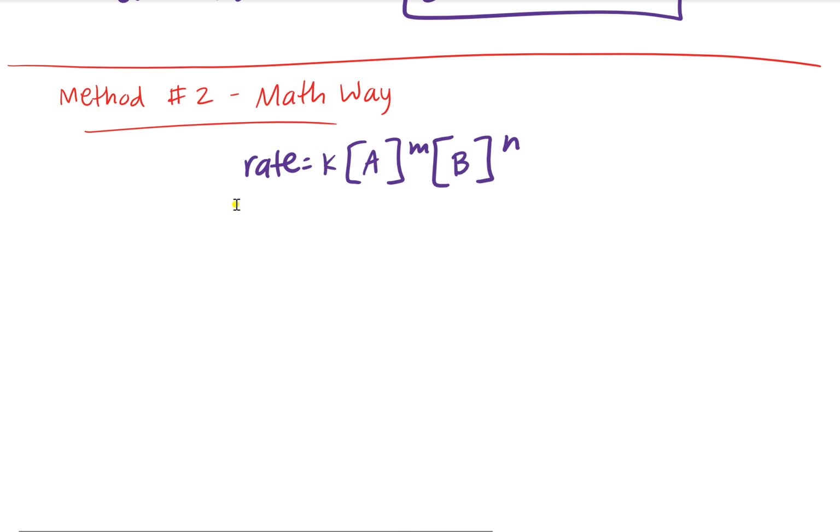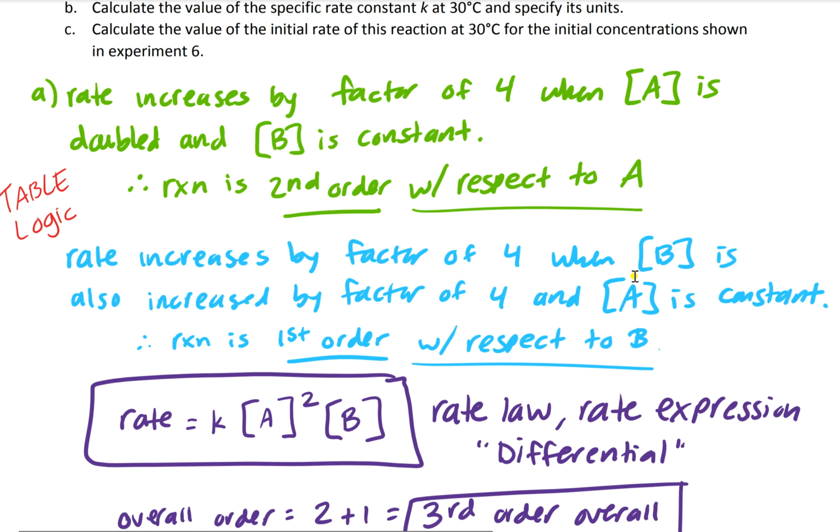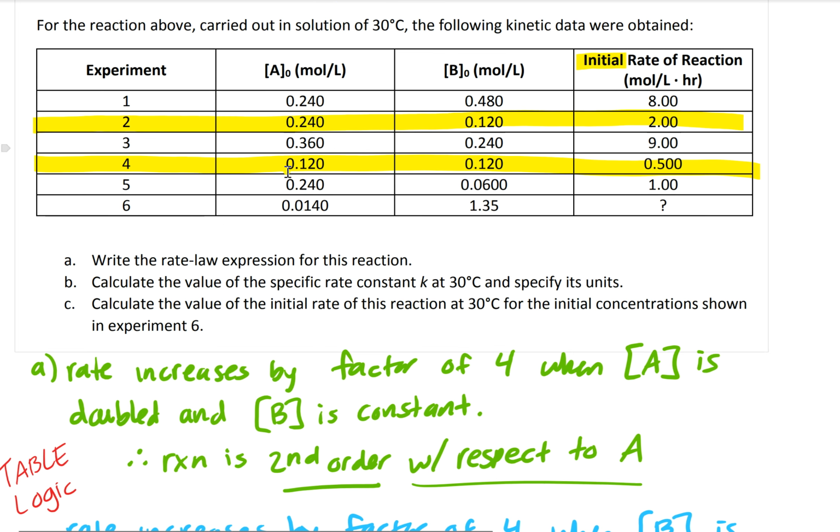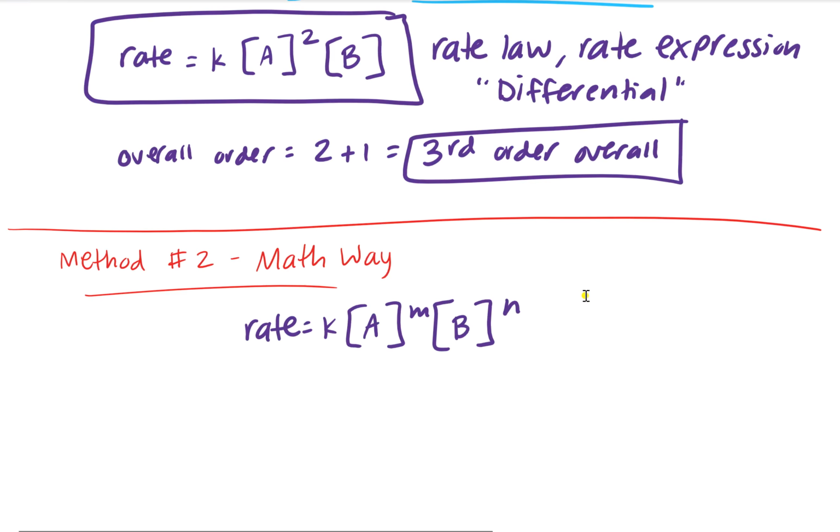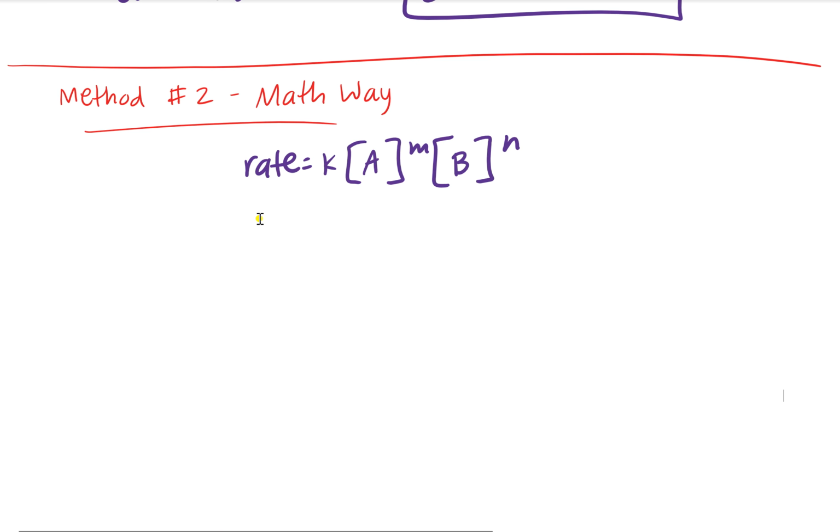You're going to locate 2 experiments in which the concentration of one reactant is held constant and the other one is changing. And I'm going to choose number 2 and number 4 again because A is changing but B is being held constant. So what I want to do is take all my information for experiment number 2 and plug it into our generic rate expression here. So I'm doing experiment 2 over experiment number 4, and I'm going to plug in the data and we're solving for reactant A.